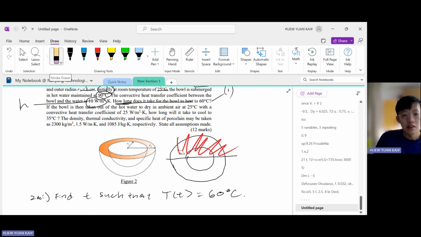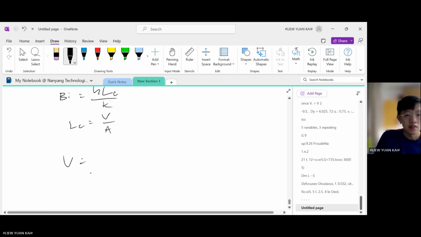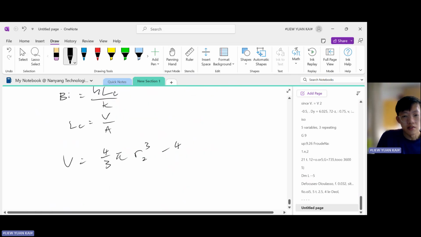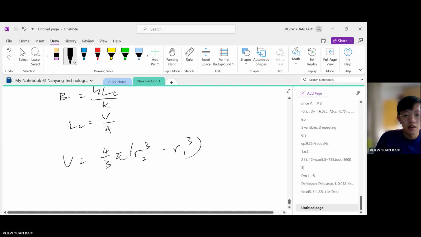Having that in mind, what is the first step? I have a large sphere of radius R2, so the volume starts with 4 over 3 pi R2 cubed. Then I subtract away an inner sphere, minus 4 over 3 pi R1 cubed. But I'm going to factorize 4 over 3 pi out, which leaves something simpler, an expression like R2 cubed minus R1 cubed.